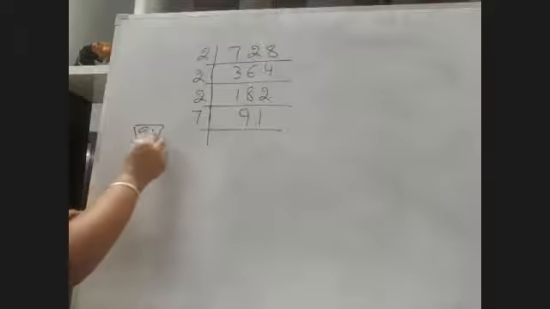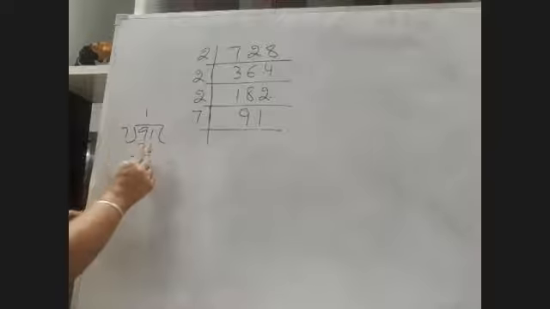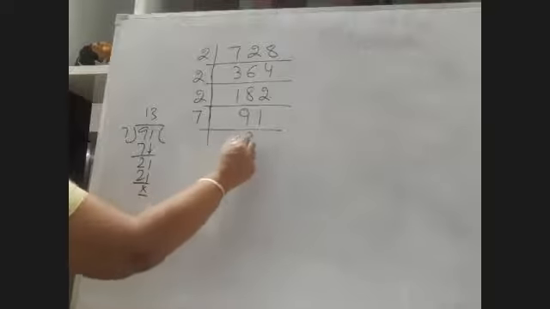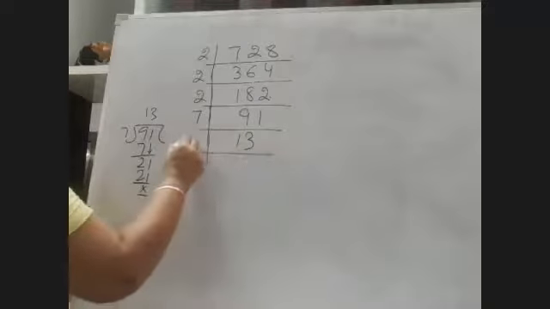91 divided by 7. 7 1s are 7. Difference is 2. 1. 7 3s are 21. So these are all the prime factors of number 728: 2, 2, 2, 7 and 13.